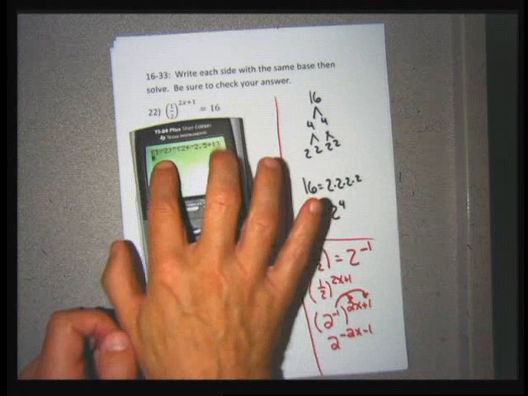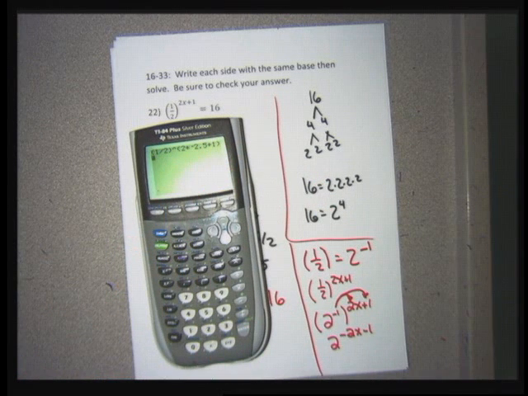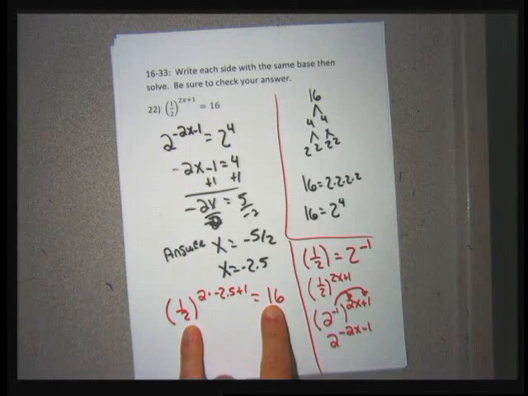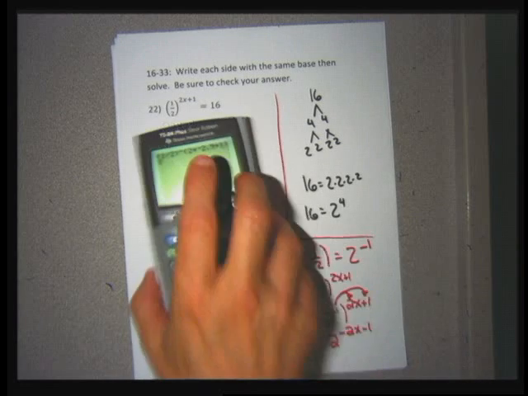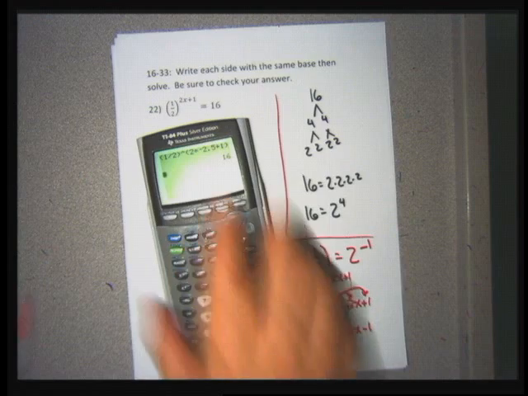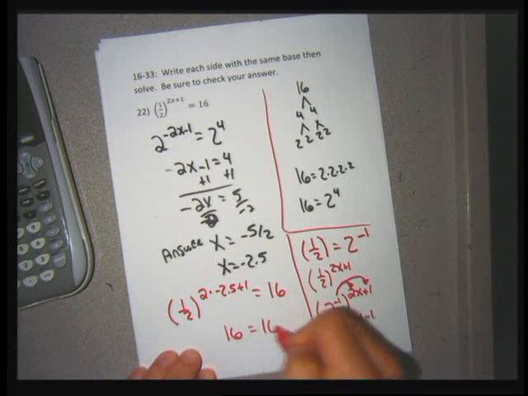So that's exactly doing that properly on my calculator. I put the 1/2 in an exponent. I put the 2 times negative 2.5 plus 1 in an exponent. If when I hit enter, I see 16, I'm doing well because the right side is already simplified at 16. So that means this has to equal 16 or I've messed up. And when I hit enter, it gave me 16 equals 16. Because that's a true statement, I know that my answer is correct.